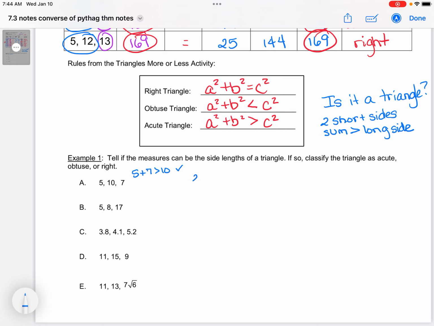I have 5 squared plus 7 squared, which is 25 plus 49, which is 74. 74 is less than 100, which is 10 squared. So obtuse. Okay.